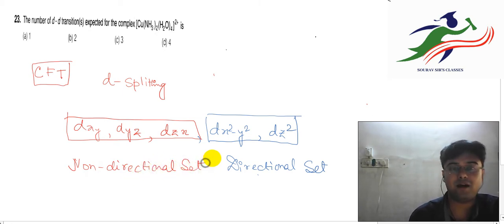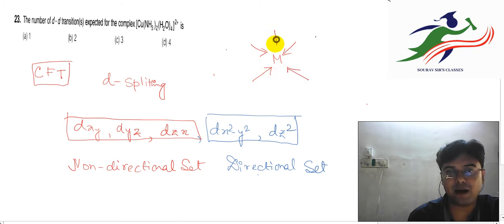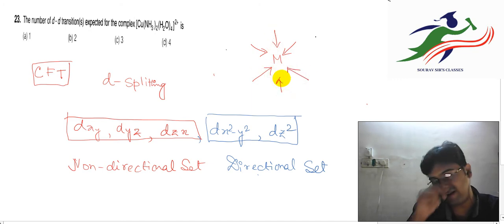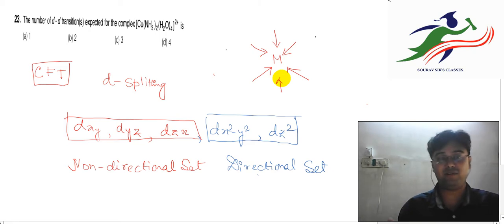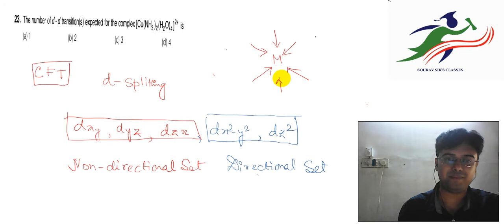Now when a particular metal is subjected to a situation where the ligands approach from different directions, then according to the direction in which the ligands approach, these 5 orbitals get split into two sets, the non-directional set and the directional set, in 3:2 ratio.